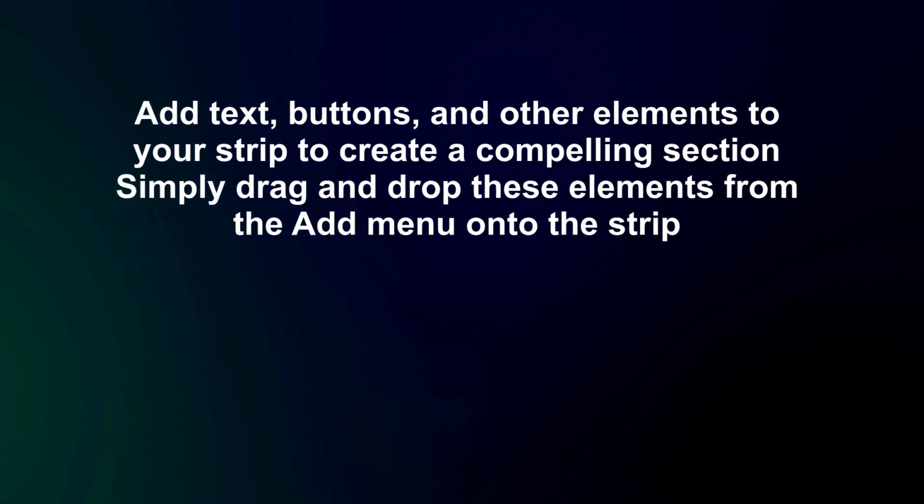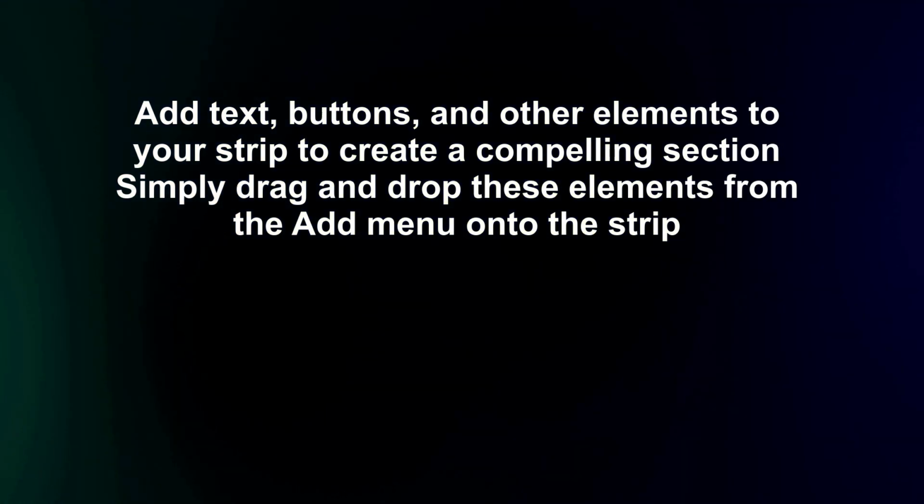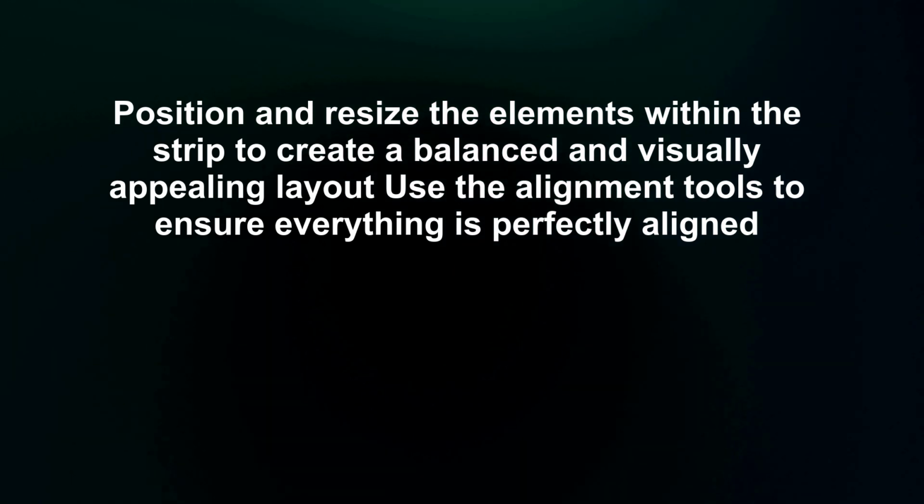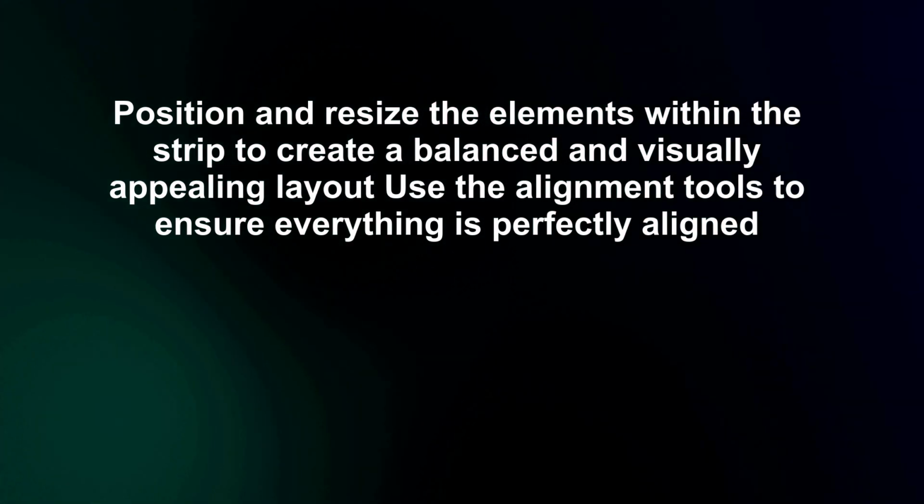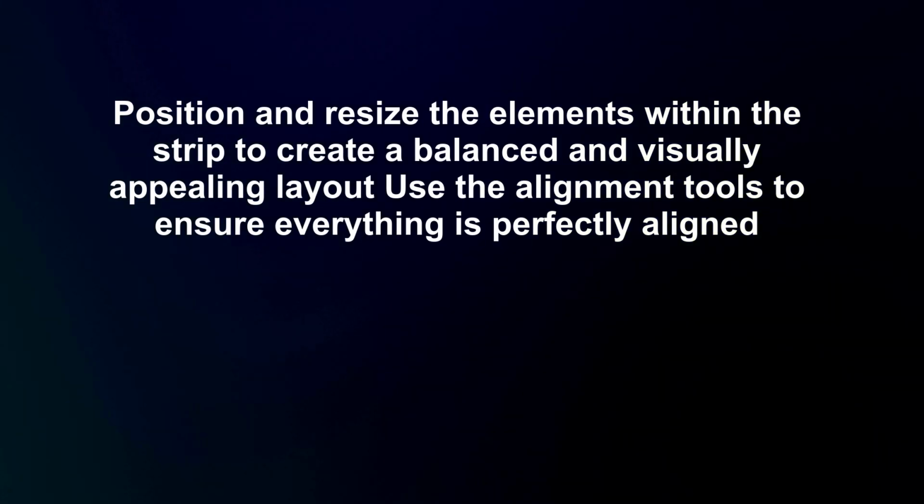Add text, buttons, and other elements to your strip to create a compelling section. Simply drag and drop these elements from the Add menu onto the strip. Position and resize the elements within the strip to create a balanced and visually appealing layout. Use the alignment tools to ensure everything is perfectly aligned.